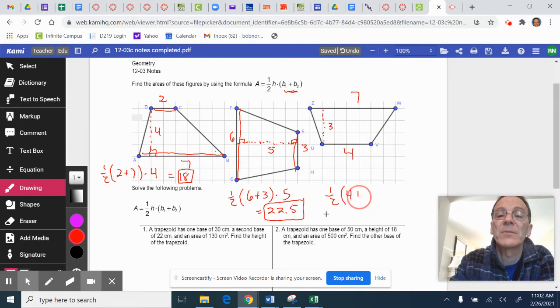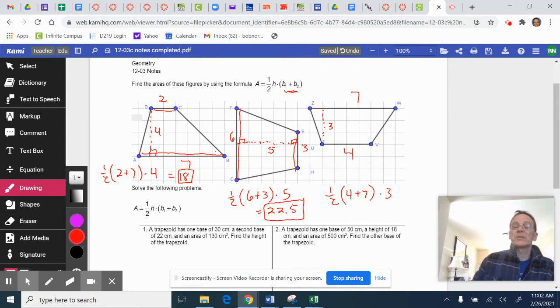1/2 times the sum of the bases, and then times the height, and there's my phone alarm. Excuse me for a second.